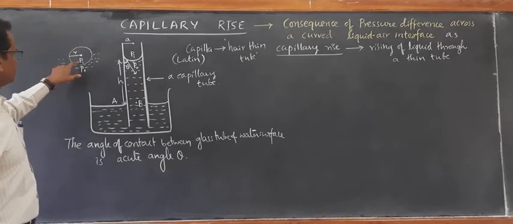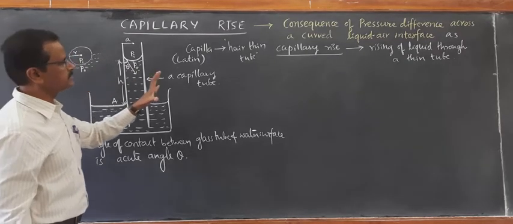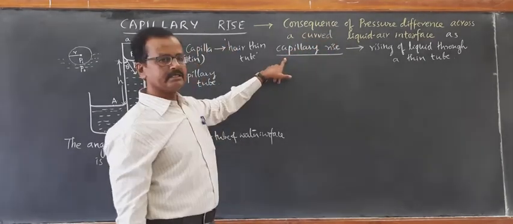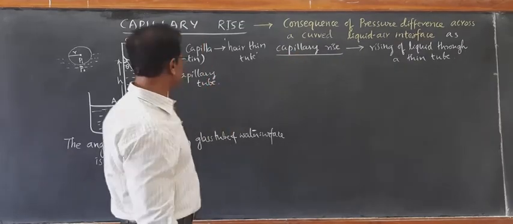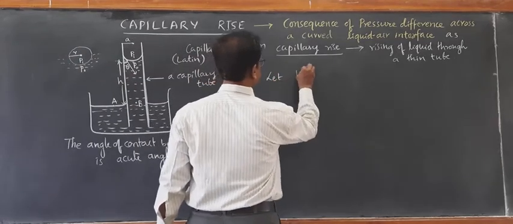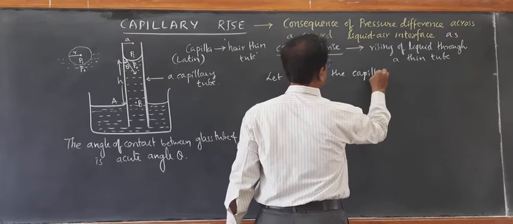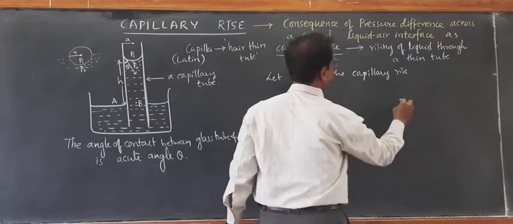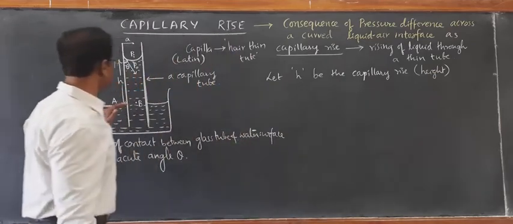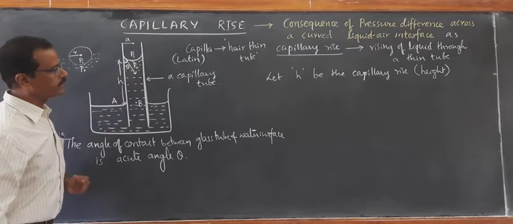So the internal pressure Pi is greater than P naught. As a result, the consequence of pressure difference across a curved liquid air interface is capillary rise. Right? Let h be the capillary rise, that is, the height of the liquid from the surface through which it is raised into the capillary tube.